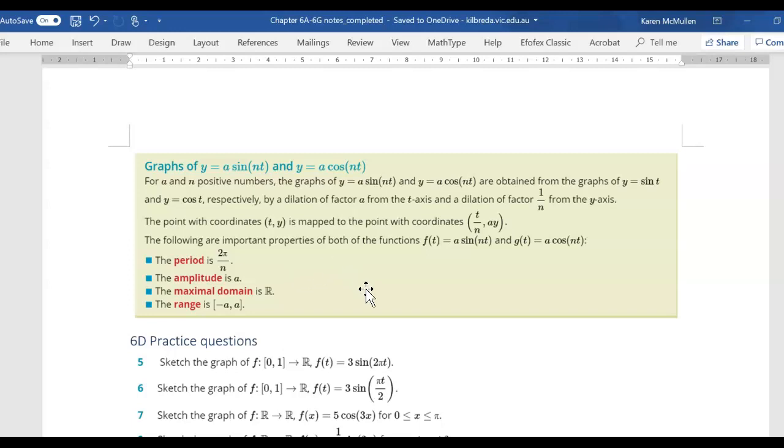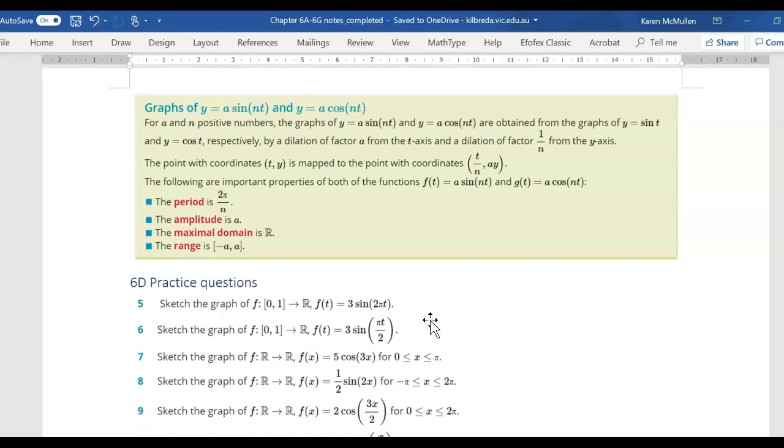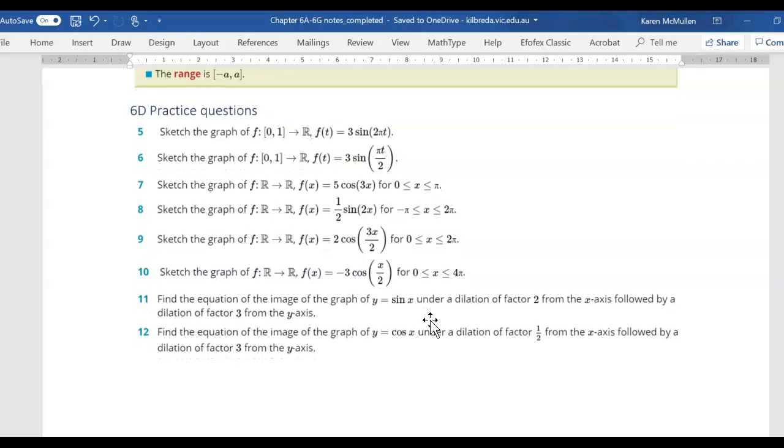They can also be translated, but that's probably taken into consideration with the period, but they can be shifted left or right or up or down. But your amplitude is basically your dilation factor, I guess. Okay, so in 6D, we're going to have to sketch a lot of graphs. So this is where it's important that you understand what the amplitude is and what your period is.